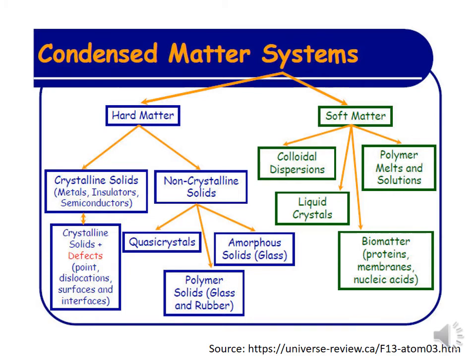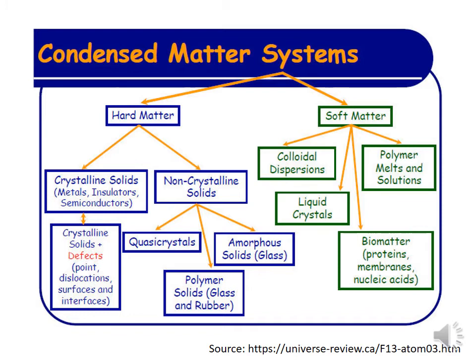We can make the difference between two types of systems, what we call hard matter and soft matter. Well, what makes real the difference is the interaction between the constituents. When these interactions are weaker, this can be van der Waals interactions or hydrogen bonds, then we will talk about soft matter. When they are stronger, we talk about hard matter.